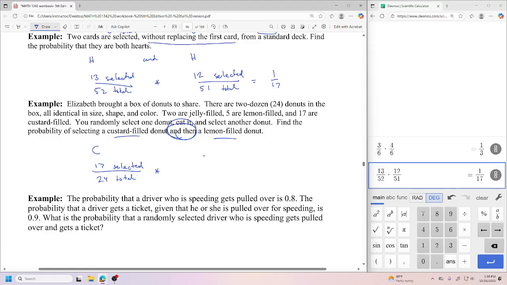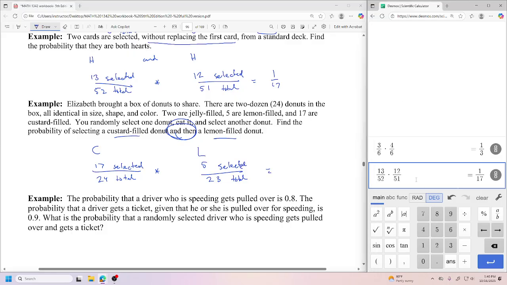So I take that custard and I eat it. Yeah, exactly. But now I want a lemon. So then, how many lemons are left in the box? I ate a custard. How many lemons are left? 5 are left. But what's my total, though? Correct. 23 total donuts left in the box.